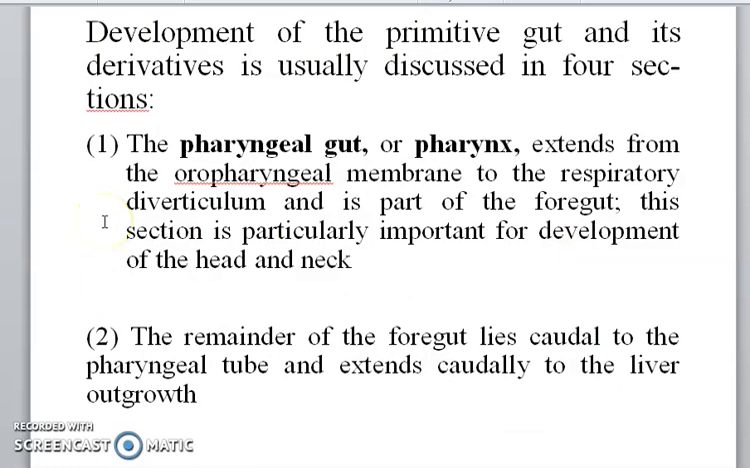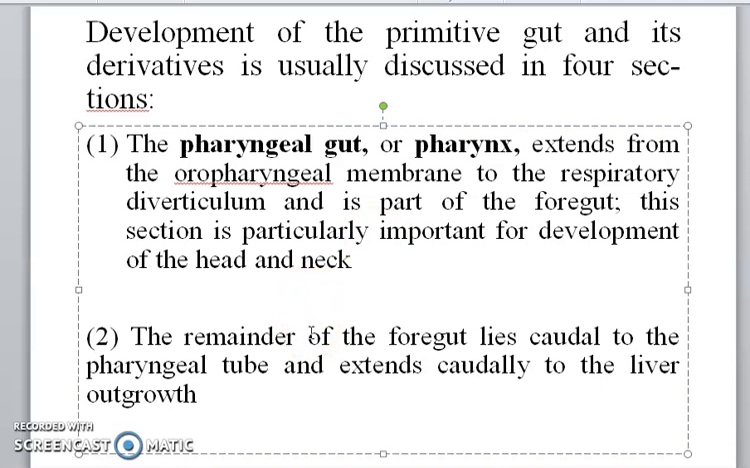Development of the primitive gut and its derivatives is usually discussed in 4 sections. So we're going to be discussing this in 4 sections. The first, the pharyngeal gut or the pharynx, extends from the oropharyngeal membrane to the respiratory diverticulum and is part of the foregut. This section is particularly important for development of the head and neck. But in this video, this number 1 is really not our concern because it doesn't have much to do with the development of the respiratory tract.